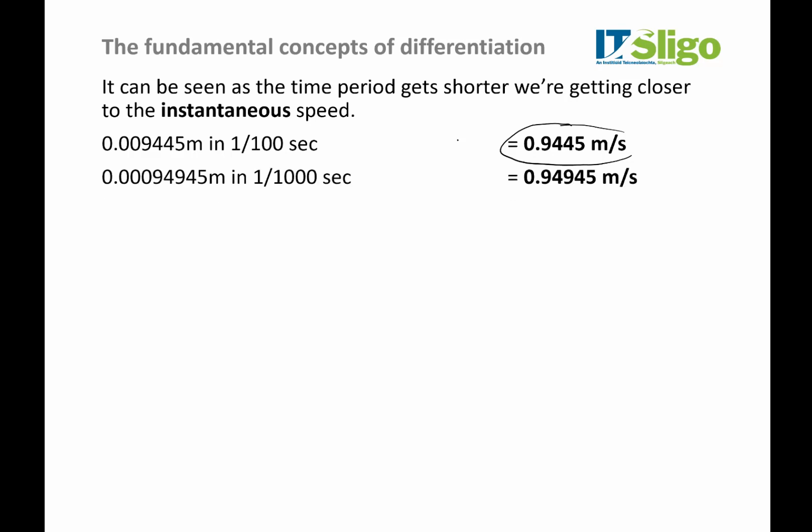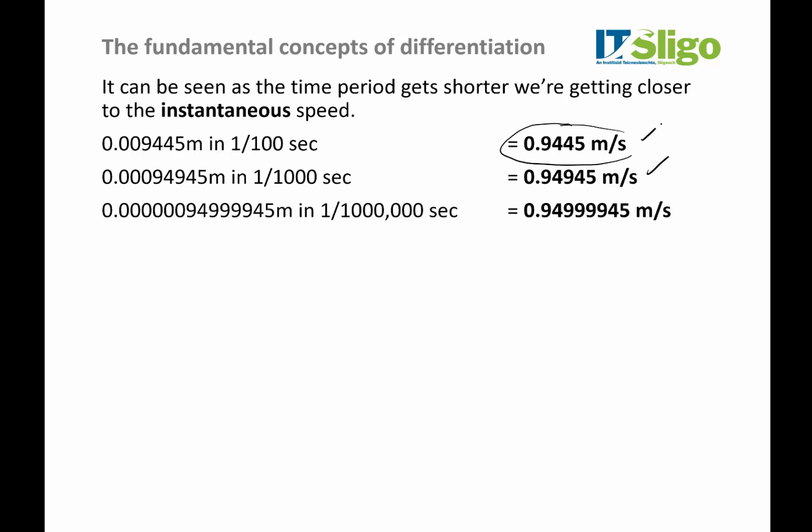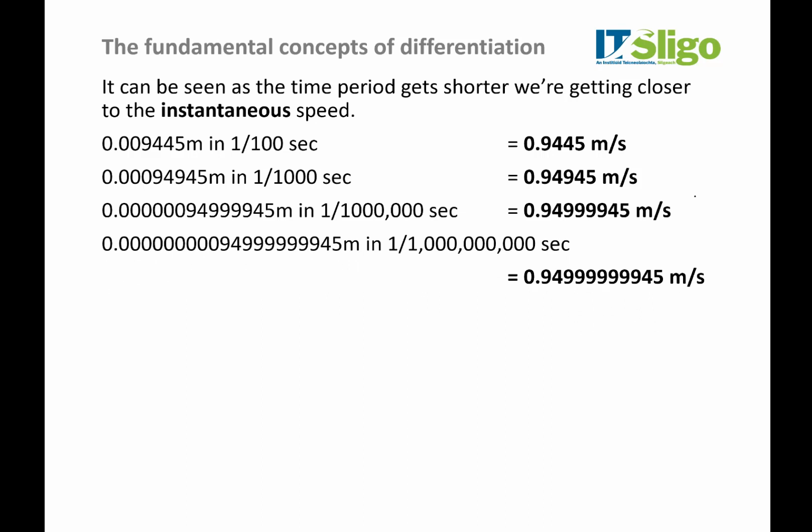At 1,000th of a second, this was the average speed. At 1,000,000th of a second, this was our average speed. And like I said, we could go on to do it with 1,000,000th of a second. And this is the average speed between the ball at the position we're interested in, and then 1,000,000th of a second away from it. The slope between those two gives us this. So I think you can see that as we make the gap in time smaller and smaller, our speed is heading towards a limiting value.